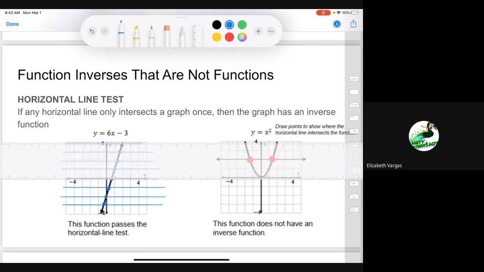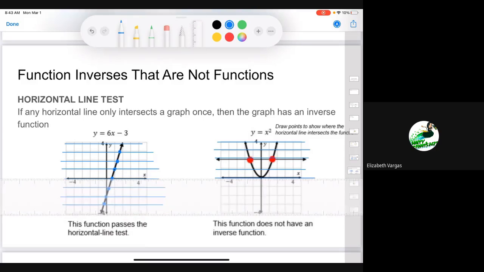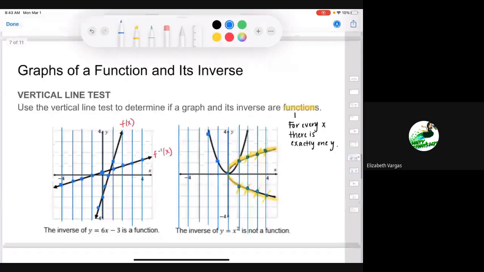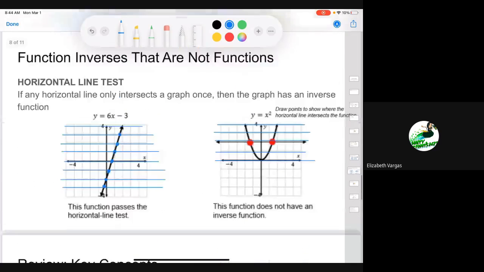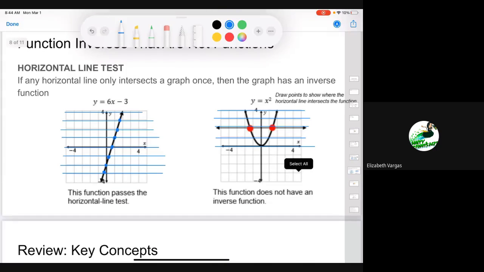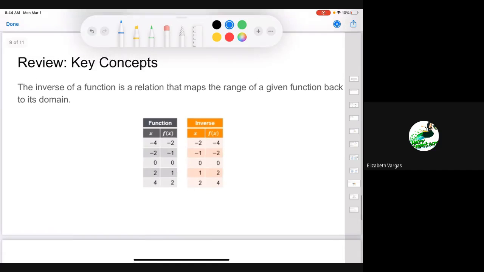But this one, well, as you can see right there where those 2 red dots are, that function does not pass the horizontal line test, so that means we cannot get an inverse function. So we use the vertical line test to determine if an inverse function is in fact a function. So it follows the criteria for every x there's exactly 1 y. And then we use the horizontal line test to test if a graph or an original equation in fact has an inverse function. Okay. So what did we learn today?